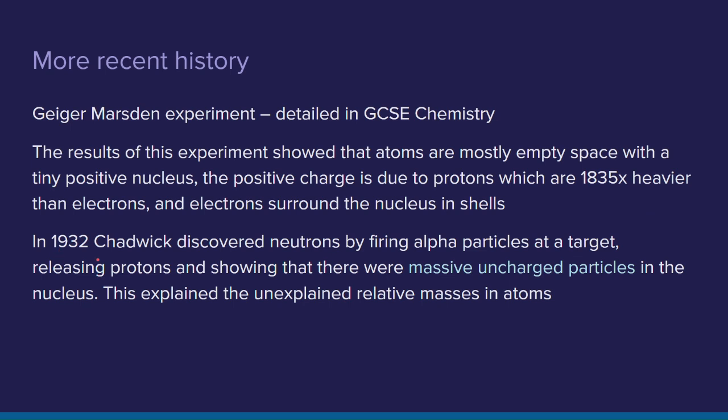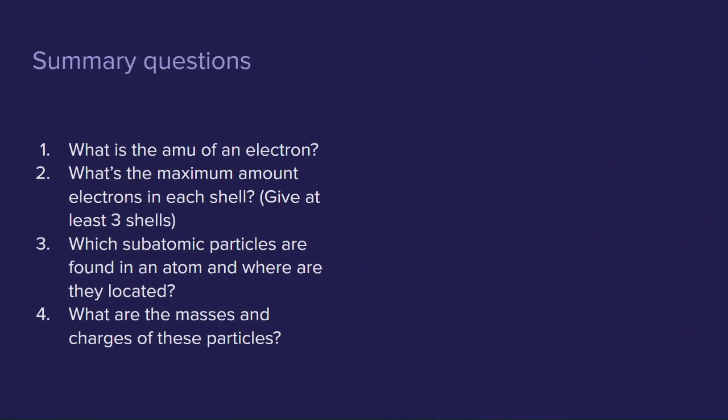In 1932, they were wondering why the mass of helium is 4 times the mass of hydrogen, even though it's only got 1 more proton. So that's when Chadwick decided to fire alpha particles at a target, and that released some radiation showing that there were massive uncharged particles, which were neutrons, and that explained the mass of helium compared to hydrogen. So here's the summary questions.